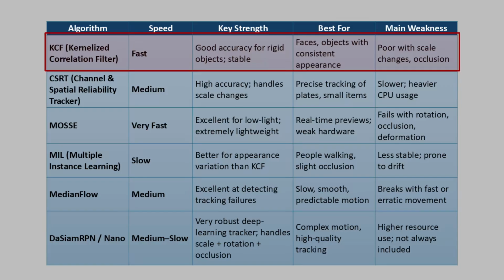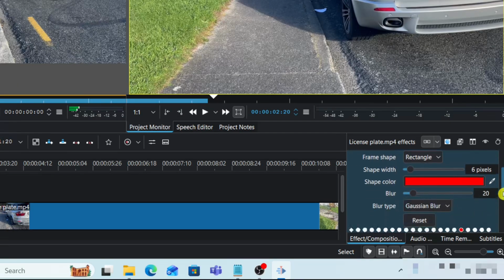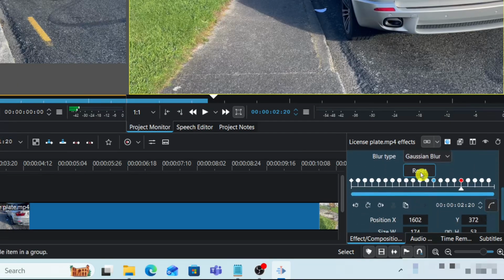The KCF, or kernelized correlation filter, is a fast-acting algorithm that's suitable for rigid objects with constant appearance. Its main weakness is detecting scale changes. So this is not the suitable algorithm for this video. For this kind of video, it is recommended to use CSRT algorithm. It is one of the most accurate algorithms that can handle scale changes. Let's redo the analysis with CSRT algorithm.